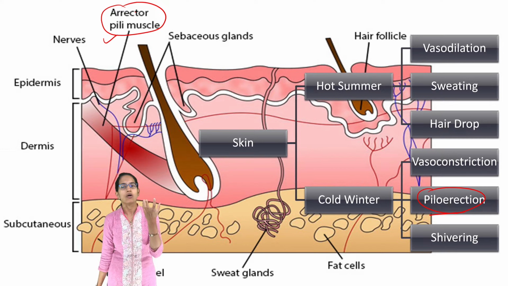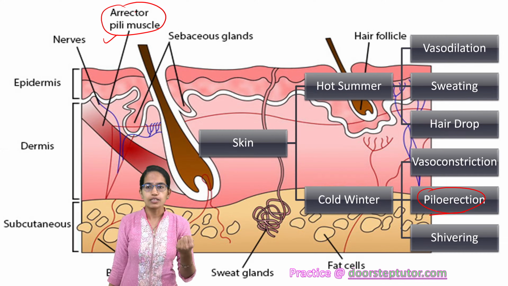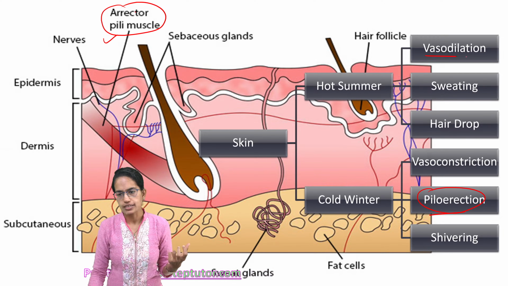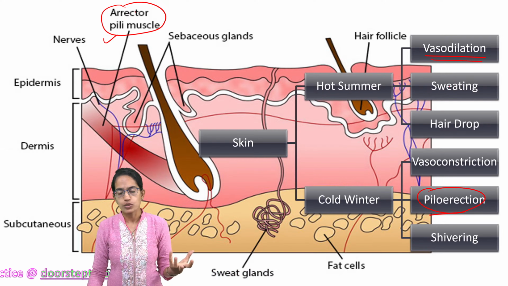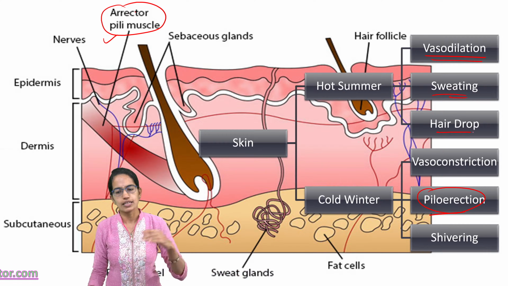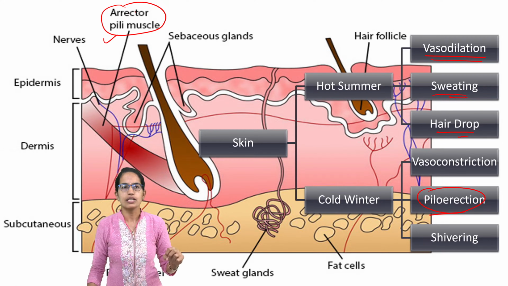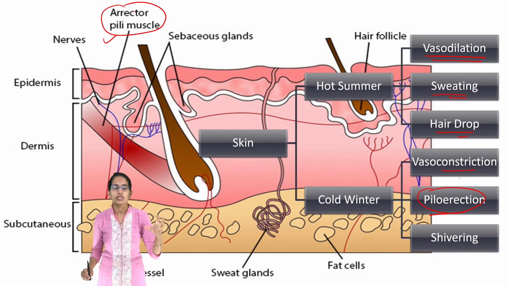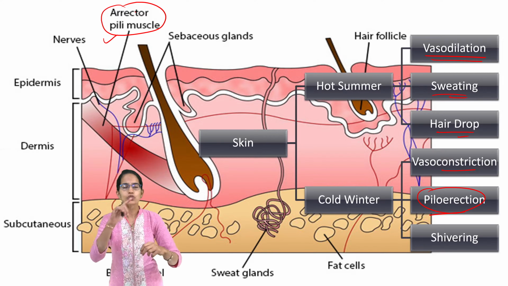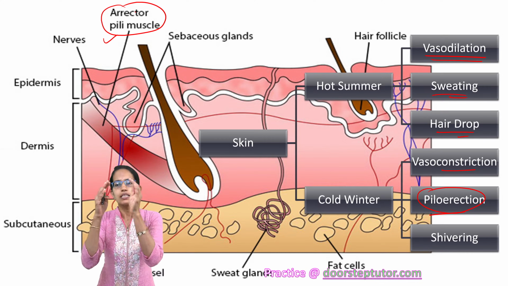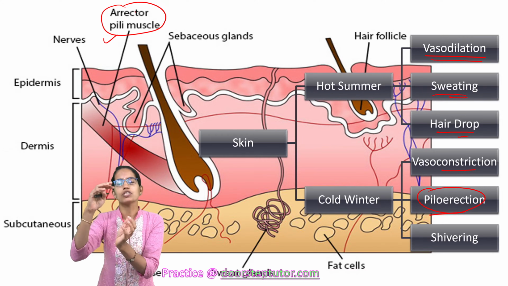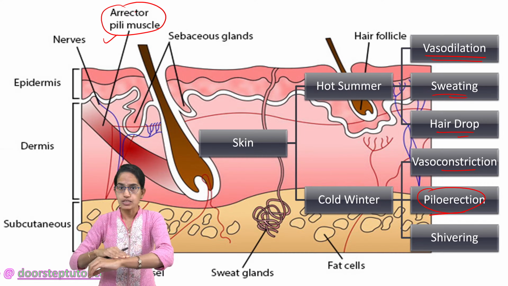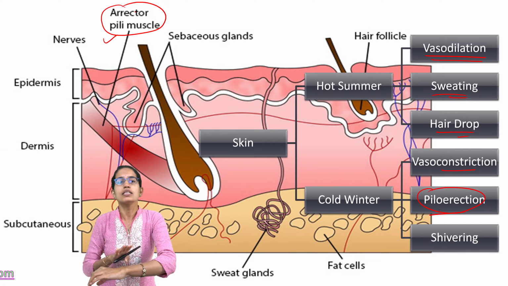So constriction of the blood vessels occur in the case of winters. However, during summers it is dilation or relaxation. So in summers there is vasodilation, sweating occurs and hairs drop down. But during the winters there is constriction of the vessels that occurs, the constriction of the erector pili muscles, which leads to creation of the space. This space gets filled with air which acts as insulation, and therefore this erection of the hairs on the skin helps us in insulation.